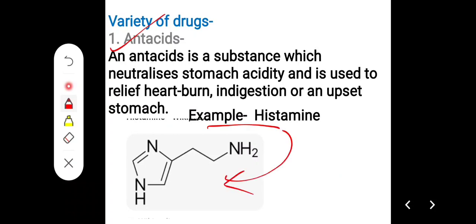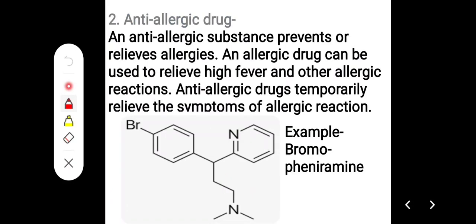Histamine. Now we have to know anti-allergic. From the name we can think and guess that this term is related to allergy, so that's why it is termed anti-allergic. So an anti-allergic substance prevents or relieves allergies. For prevention and relief of allergies, we have to use an anti-allergic substance. An anti-allergic drug can be used to relieve high fever when it is due to allergy.